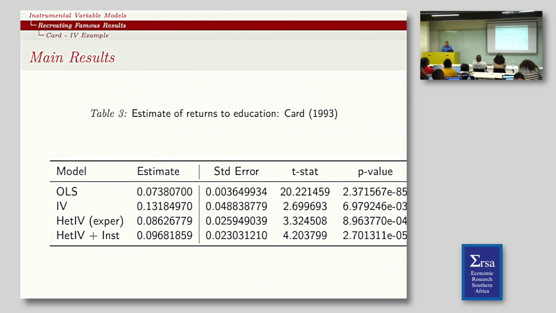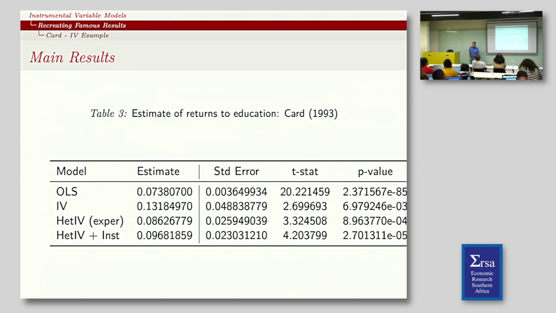Okay. The second thing I do is I add Card's initial instrument into the model along with this Z minus its average, right? So I now have technically two instruments. I have David Card's instrument, right? How many universities or whatever are close to me. And I've got this sort of experience differential also. Okay. And now my estimate is closer to 0.1. And my standard error actually drops a little bit more, right?